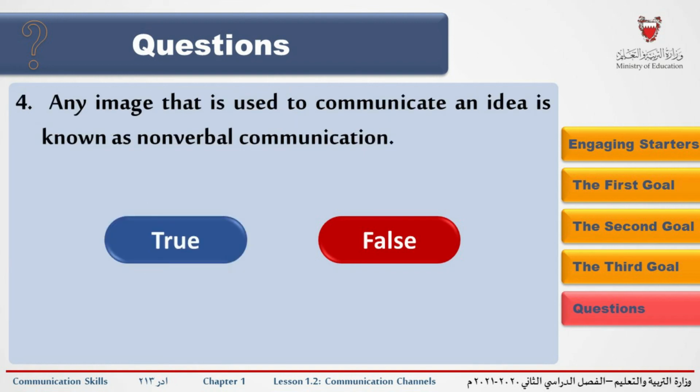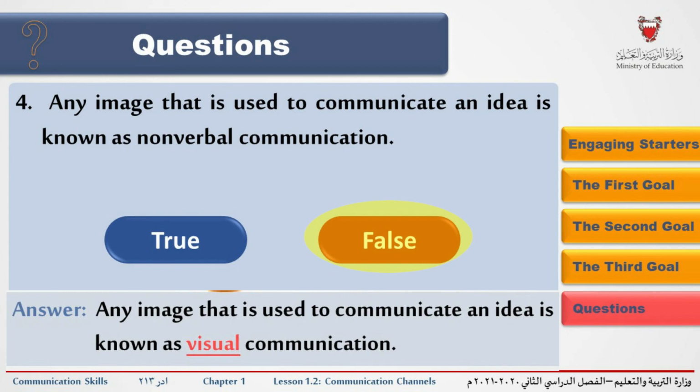Question 4. Any image that is used to communicate an idea is known as nonverbal communication. Well done. Let's check the answer. The answer is false, because any image that is used to communicate an idea is known as visual communication.